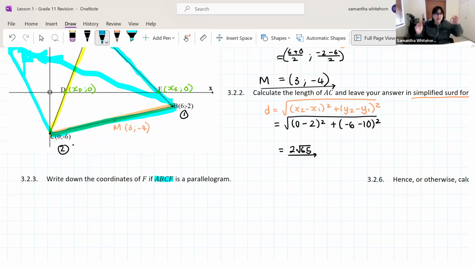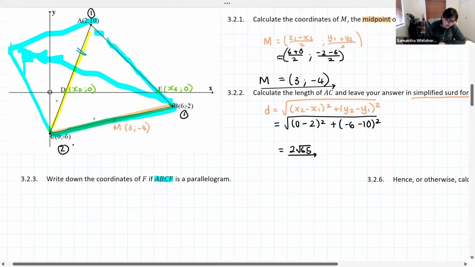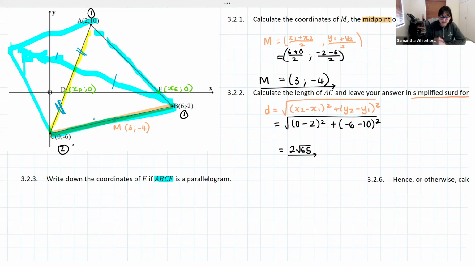Tanya, Celia, amazing. Exactly, guys, they bisect each other. So what that means is these diagonals cut each other in half. And what that means is that they have the same midpoint. So the midpoint of one diagonal is the same coordinate as the midpoint of your other diagonal. And that's what we use to work out the 4th vertex.